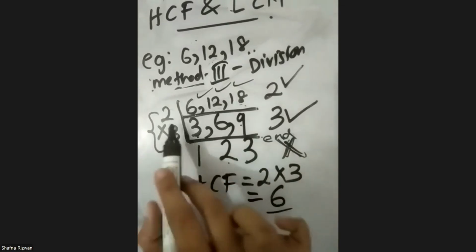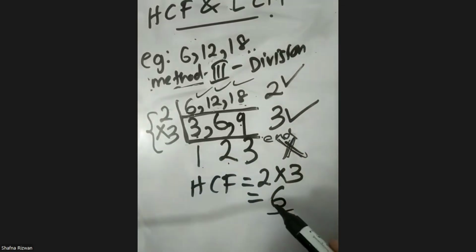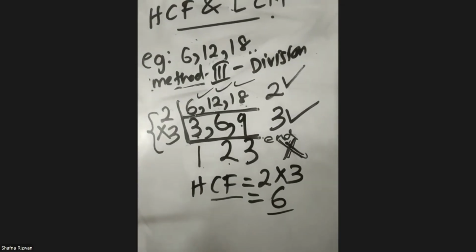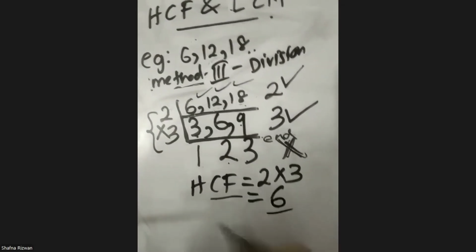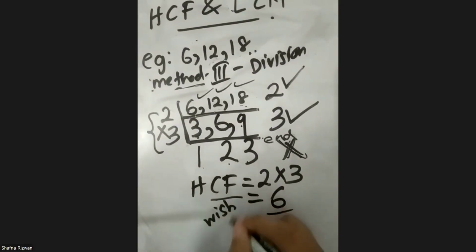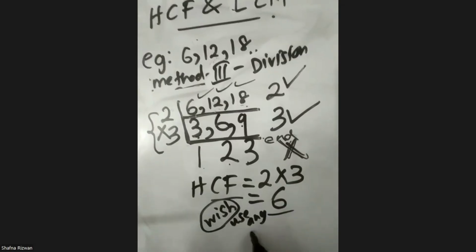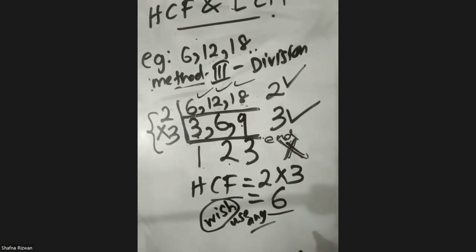Stop your division, take these numbers, multiply those two numbers so that you can find your HCF, the highest common factor. Did you all understand? This is the third method. You can use any method that you wish. When they say to use any method, you can use any method.